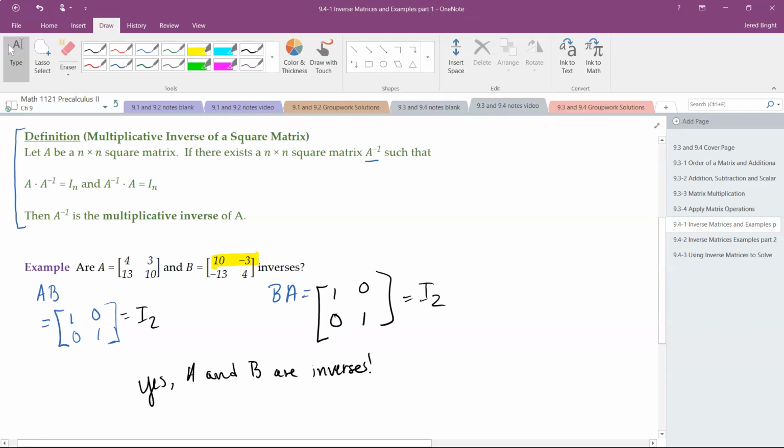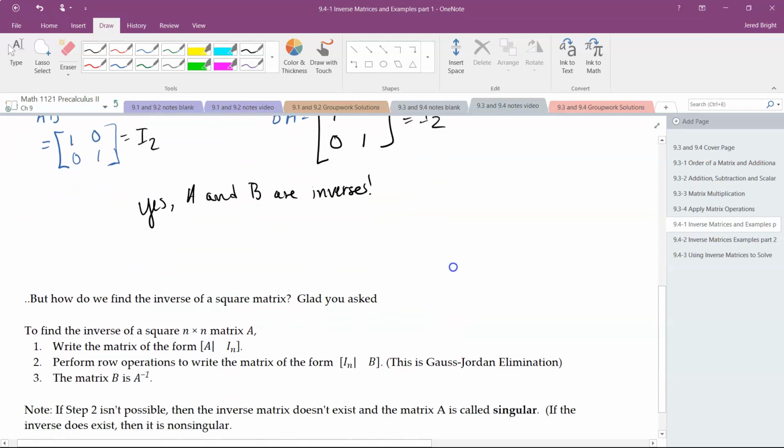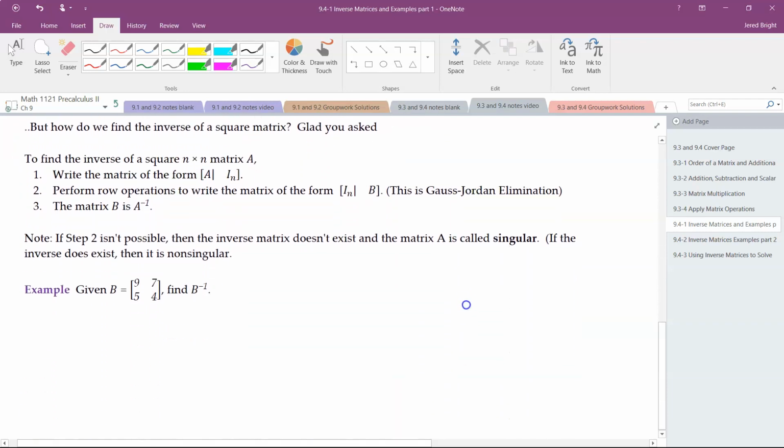So certainly remember the definition of multiplicative inverses, but ultimately we want not just to verify that things are inverses, we want to be able to find them. Here is the process we're going to use. Gauss-Jordan elimination does pop up. We're going to take a given matrix and append the identity matrix of that same order to the other side. I should also mention that these matrices have to be square. You can't do this with a matrix that is not square.